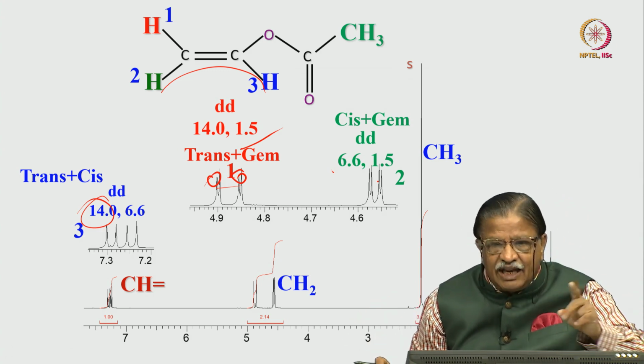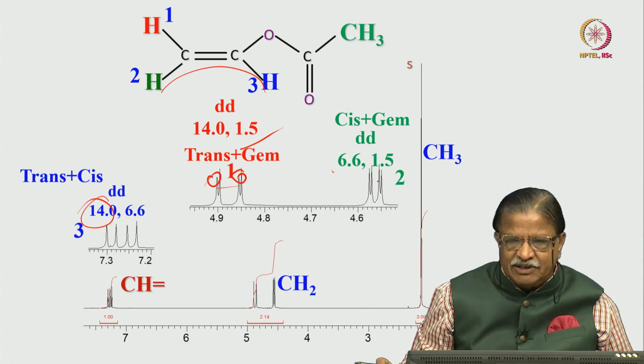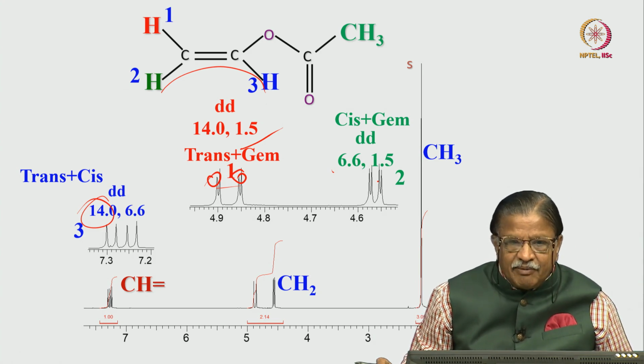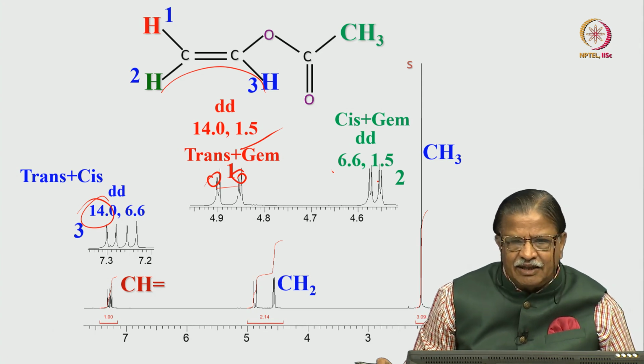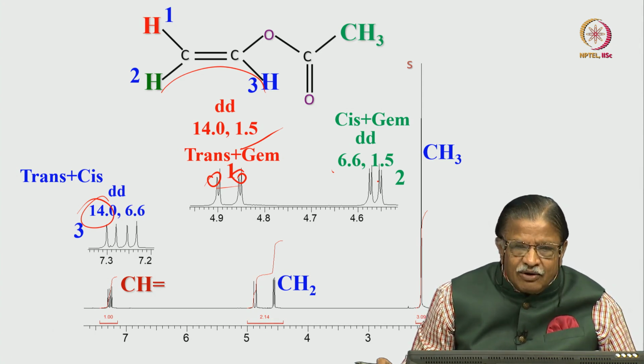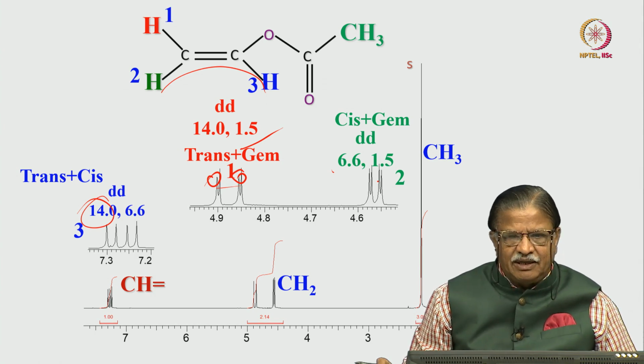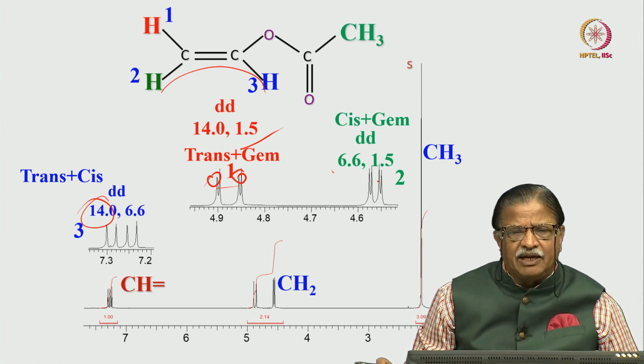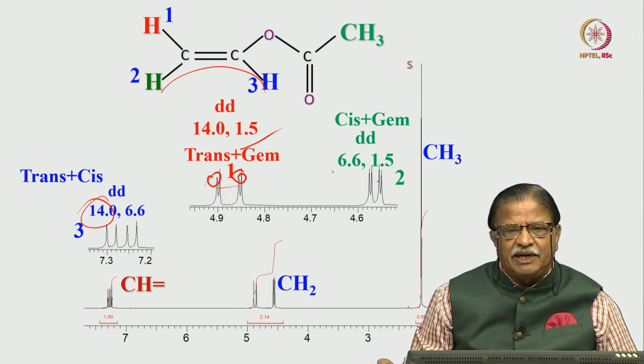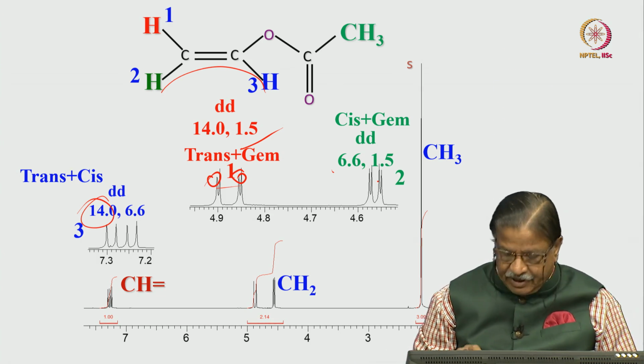Here we use the idea of cis and trans coupling strengths. Remember, in such types of molecules, when you have ethylenic molecules like this, you have to use the knowledge that trans coupling is larger than cis coupling, and cis coupling is larger than geminal coupling. Based on that splitting pattern, you can start interpreting.